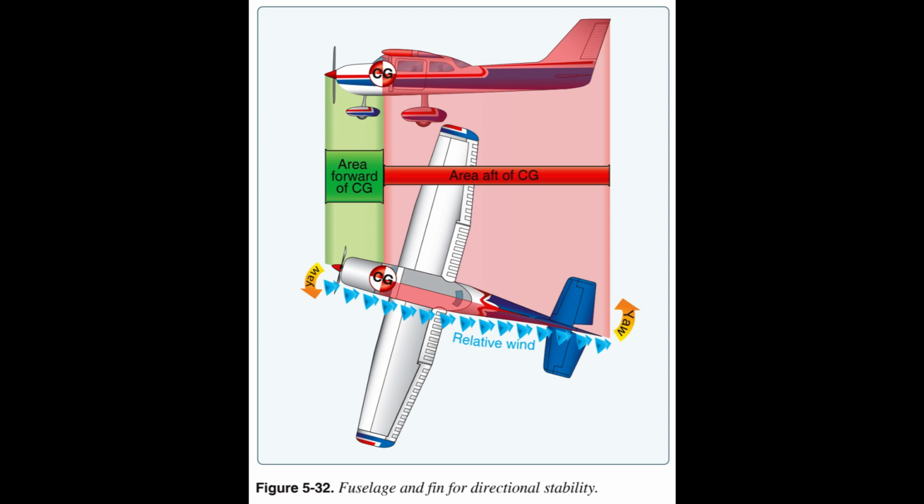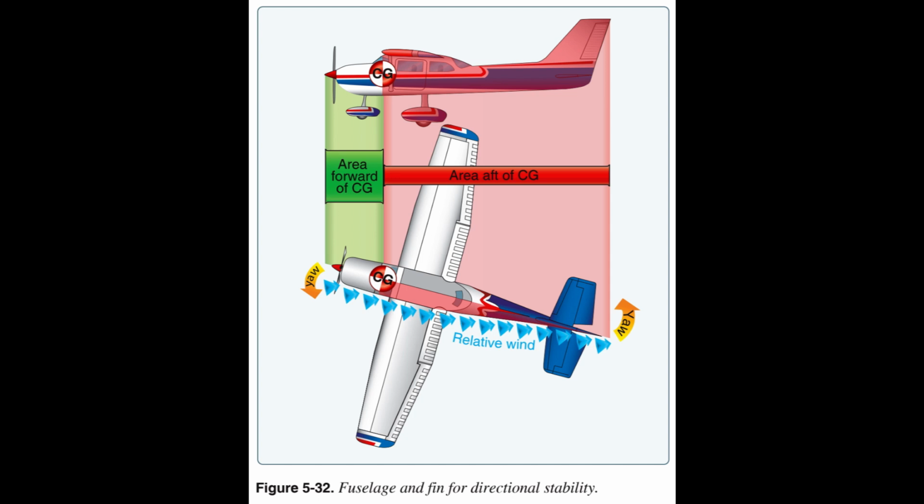Consequently, it is necessary to have a greater surface aft of the pivot point than forward of it. Similarly, the aircraft designer must ensure positive directional stability by making the side surface greater aft than ahead of the CG. Figure 5.32.